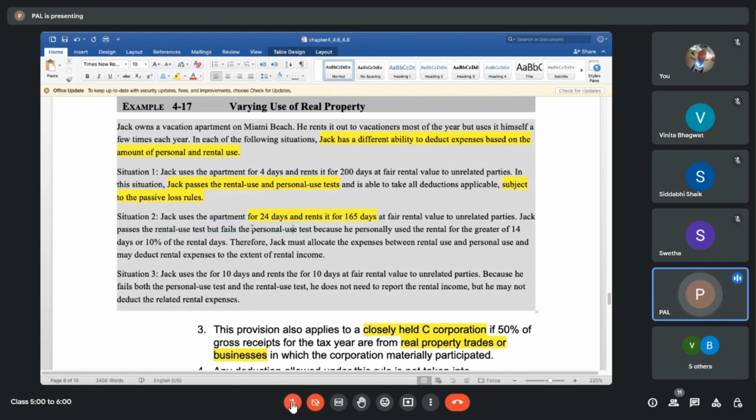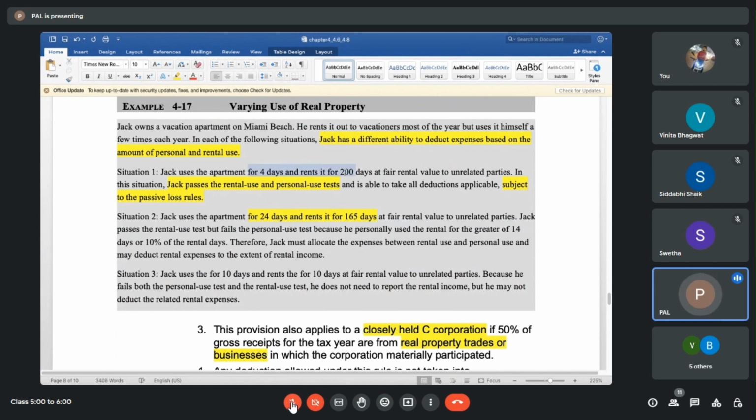The personal use is also 14 days or maybe 10% of the rental days or something like that, if you remember, because he's personally used the house for the greater of 14 days or 10% of rental days. So how many days has he used it for? 24 days. 24 is obviously greater than 14, or 10% of 165 days. That becomes 16.5, which is again lower than his personal use. So in this situation, he's using it for enough time for personal use also. Clearly, his personal days are very, very low. He's not passing that test that he should be using it for more than 14 days.